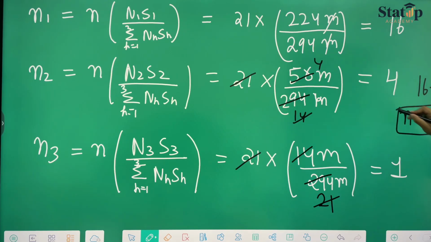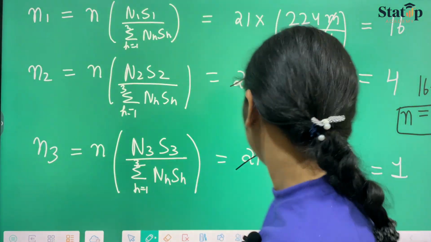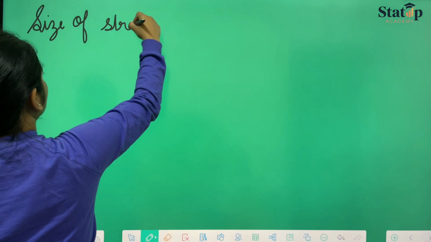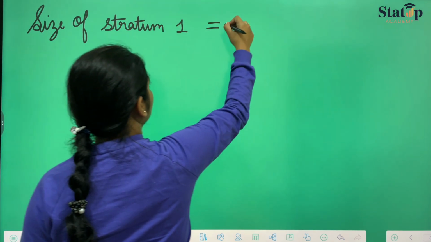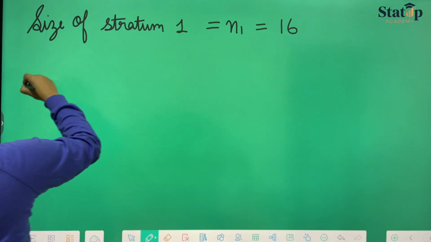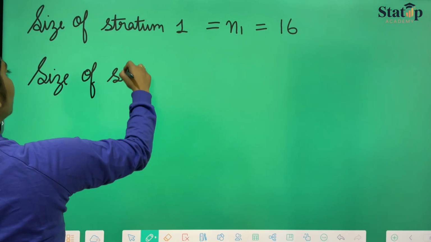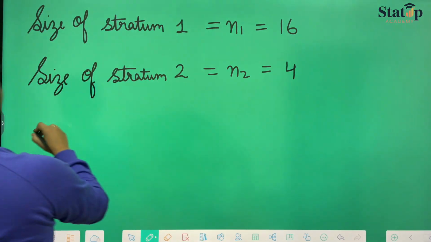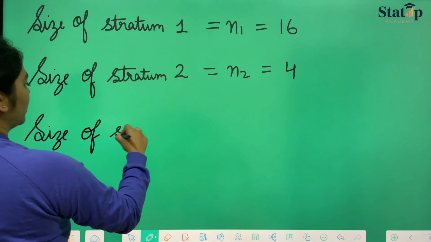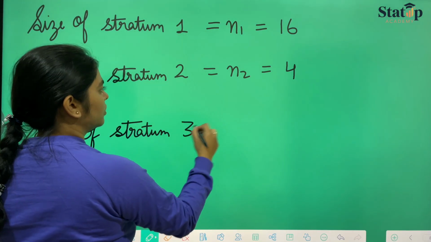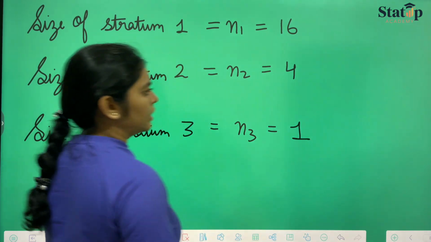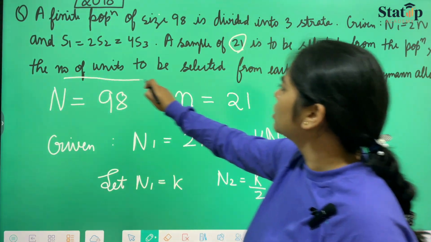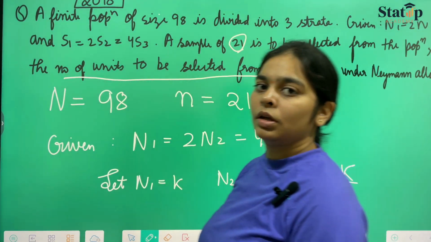And hence we can write the conclusion: size of stratum 1 is equal to n1, which is equal to 16. Size of stratum 2, n2, is equal to 4, and size of stratum 3 is equal to n3, which is equal to 1. And hence this is all we needed to calculate, the number of units to be selected from each stratum. This completes your question, and it was of 10 marks.